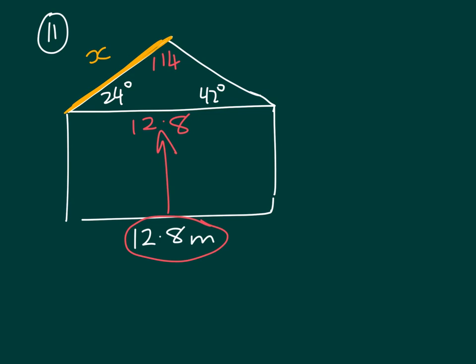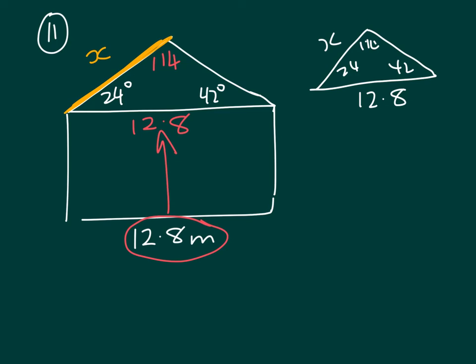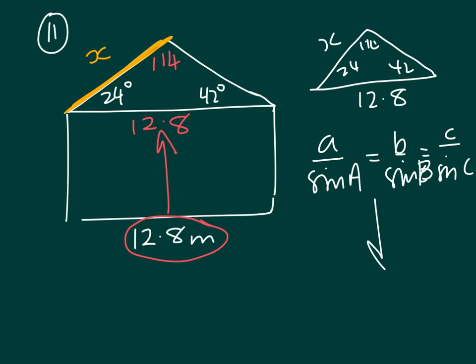So the question, just like the previous one in number 9, let's take all the stuff away and write down what we need: 24, 42, 114, x and 12.8. That to me looks like a sine rule question. a over sin A equals b over sin B equals c over sin C. Then you just work it through from there to find the size of x. And that should be the homework, hopefully okay.